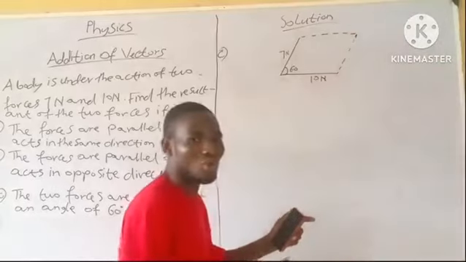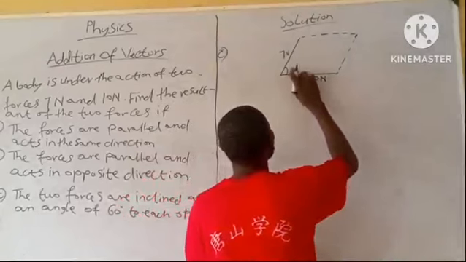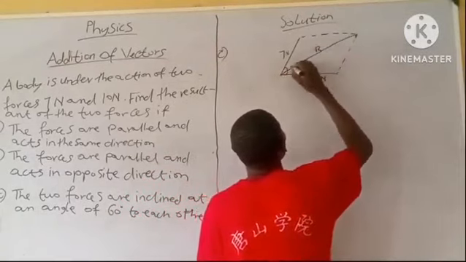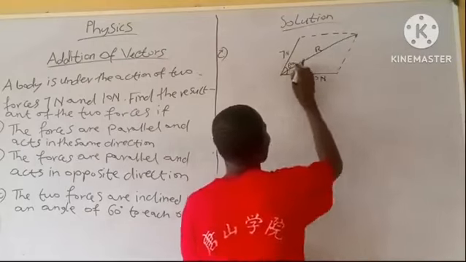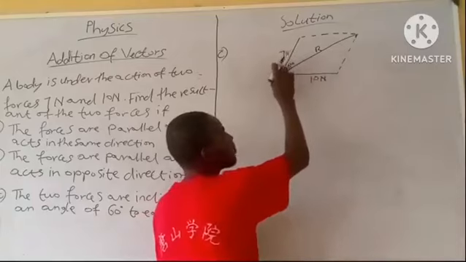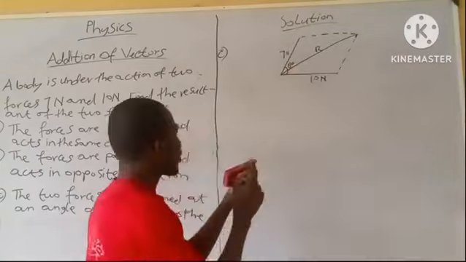Now, you draw what? The resultant, because we have to find the resultant vector. So this is the resultant. And remember, the angle is 60. Now, this place is something like this. Opposite sides are what? Equal. Now, let's solve.